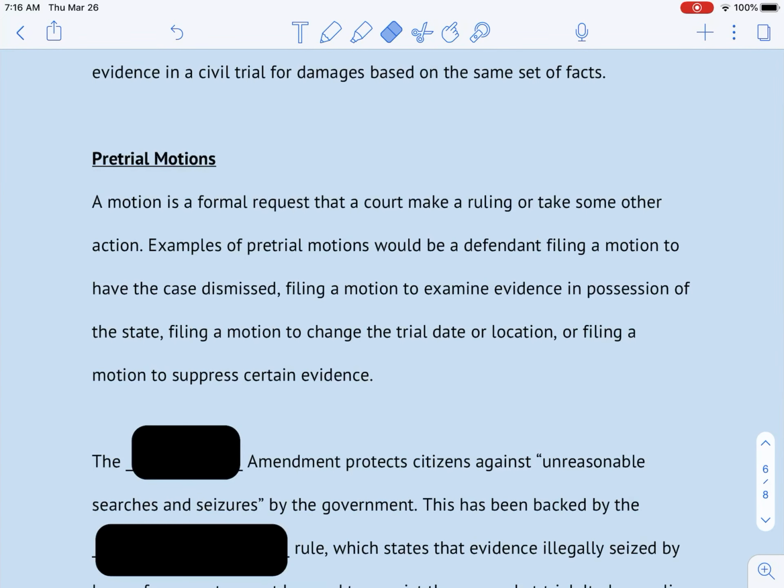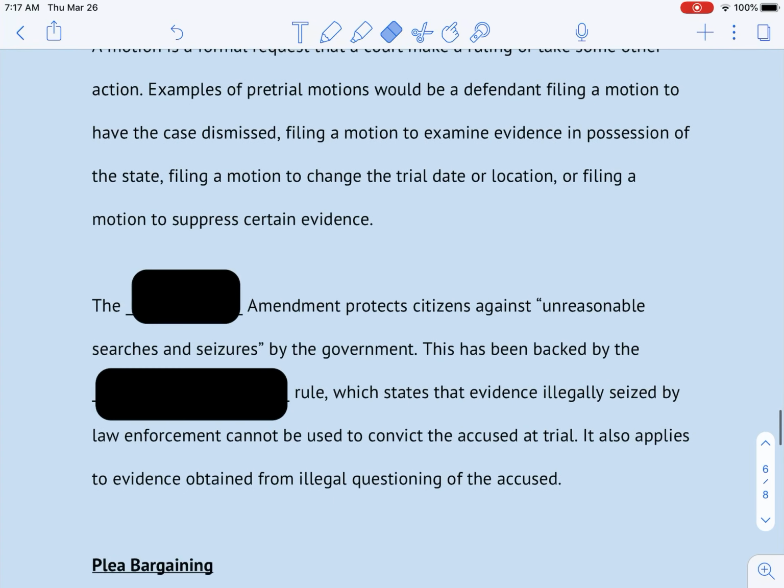Pretrial motions. So a motion is a formal request that a court make a ruling or take some other action. So there are some pretrial motions that can be issued, such as a defendant filing a motion to have the case dismissed, filing a motion to examine evidence in possession of the state, so if the state has evidence and the defense wants to see it, filing a motion to change the trial date or location, or filing a motion to suppress certain evidence, maybe because it was unlawfully obtained, maybe because it is more prejudicial than probative.